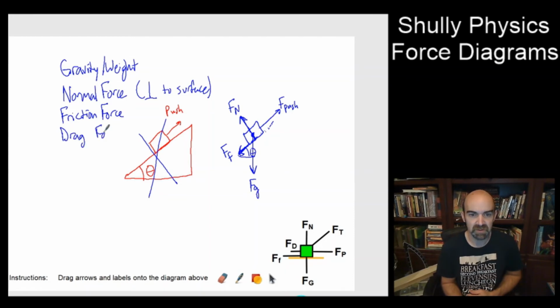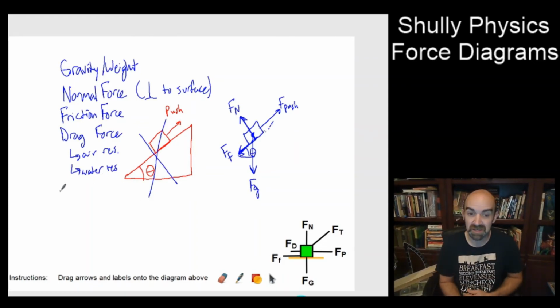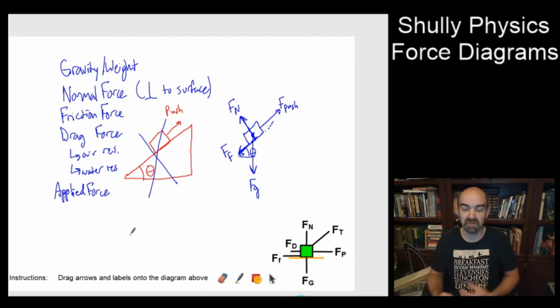Drag force. Now this can be like air resistance. This can be water resistance. Okay, it's a fluid resistance, anything that flows that you're moving through. And then you think, are there any other applied forces? So listen to the scenario. What's going on here? What's making things happen? Okay, so that's generally what you go through.